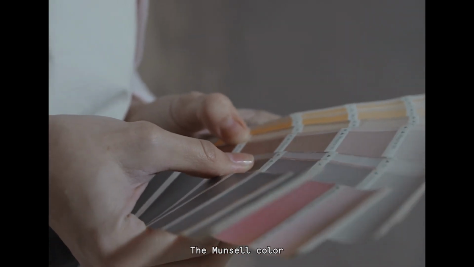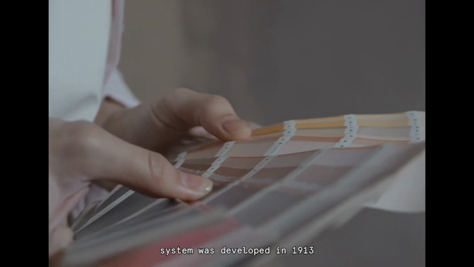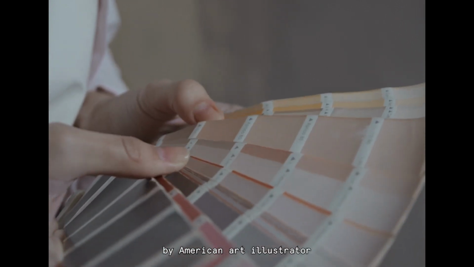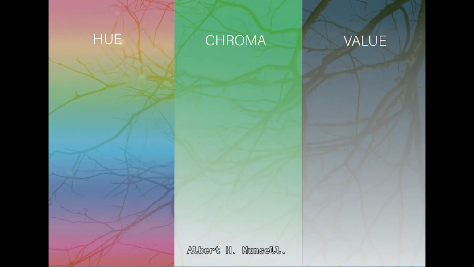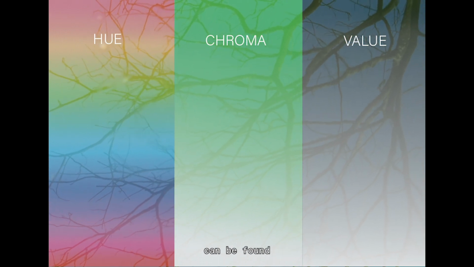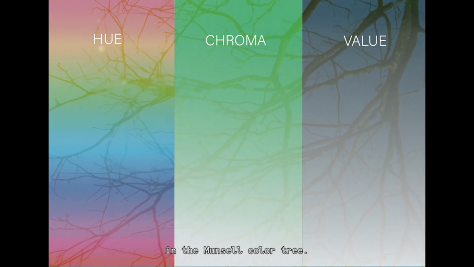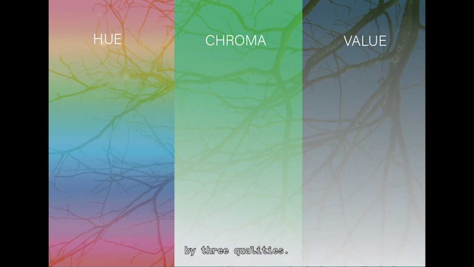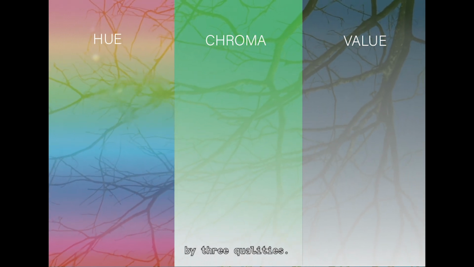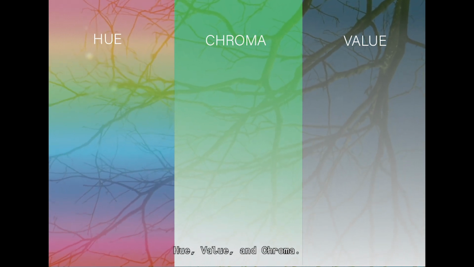Let's take a look at the first color system, Munsell. The Munsell color system was developed in 1913 by American art illustrator Albert H. Munsell. The base of this system can be found in the Munsell color tree. Each color is defined by three qualities: hue, value, and chroma.